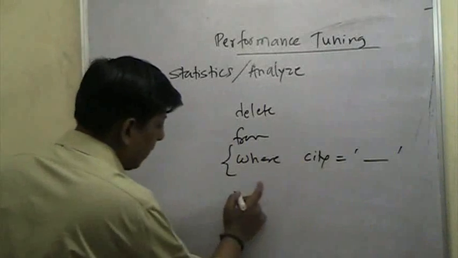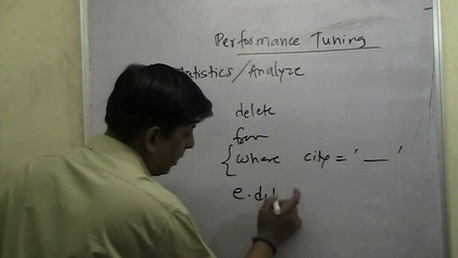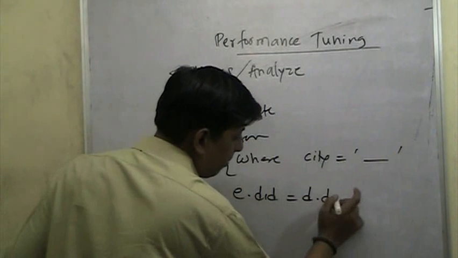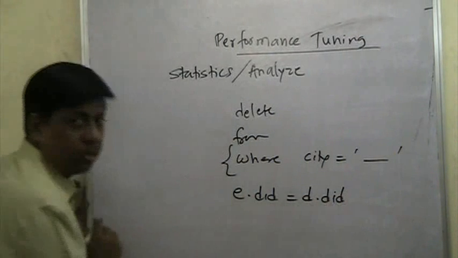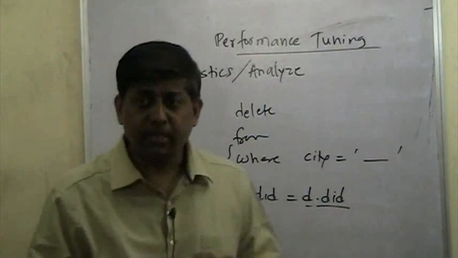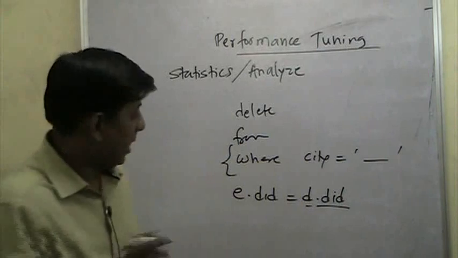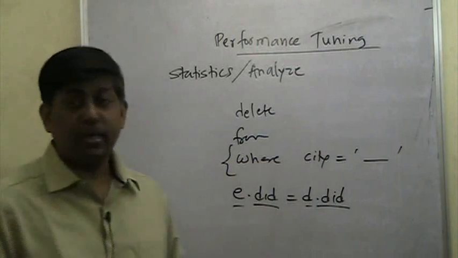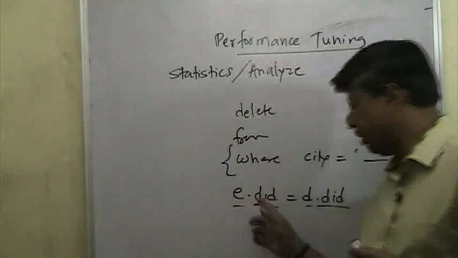Our joining columns are employee.department ID equal to department.department ID. This is our join from the employee and the department. Department.department ID will already have an index, because that's the primary key there. Employee.department ID will not have an index. It's a foreign key pointing to the department ID.